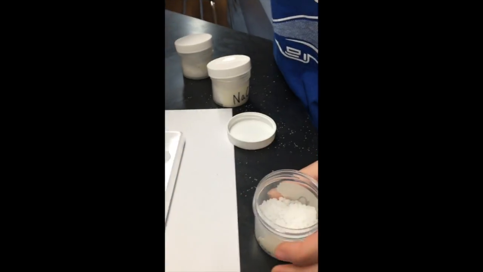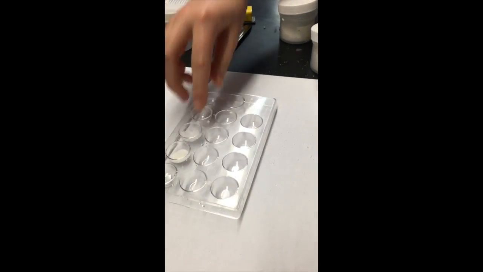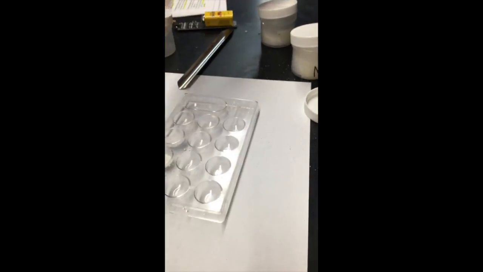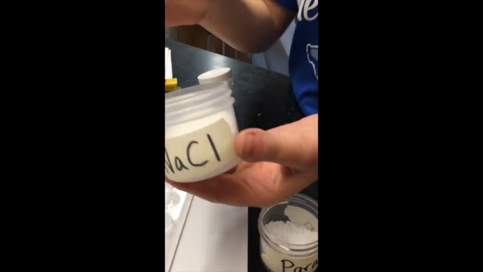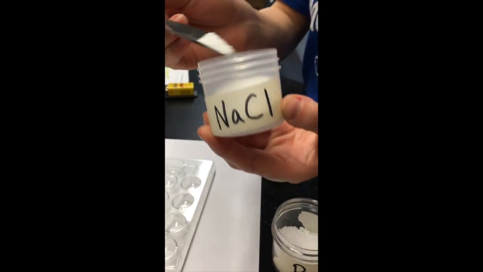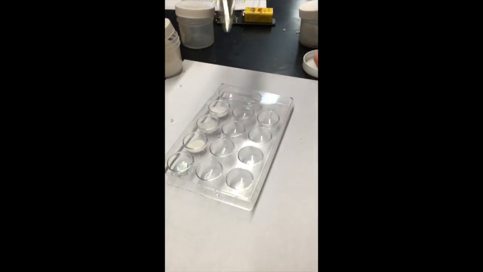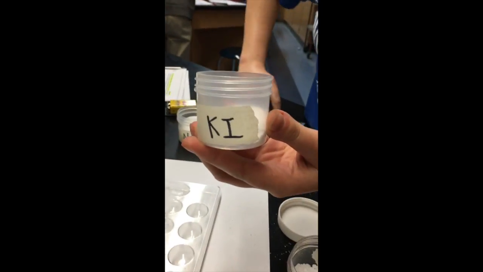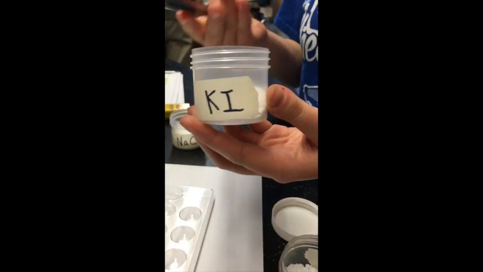After that, we're going to be testing NaCl, which is also known as sodium chloride or table salt, and that is an ionic compound. And after that, we are going to be testing potassium iodide, which is an ionic compound as well. So in doing this experiment, you're going to put each of the substances into a different well.